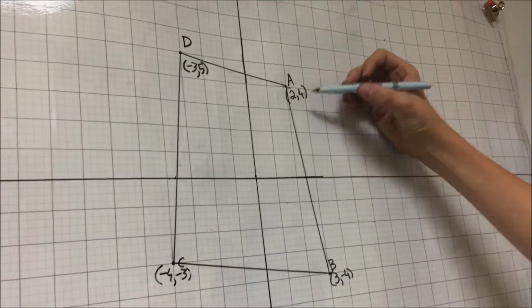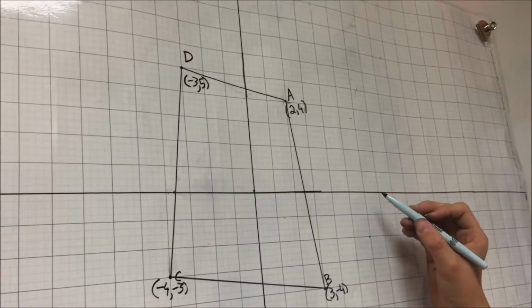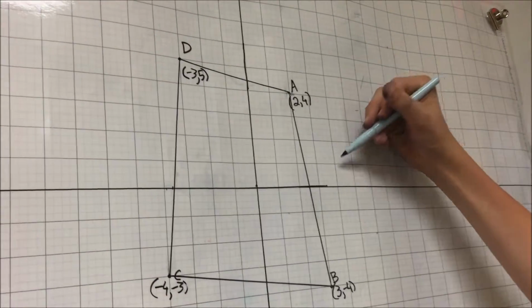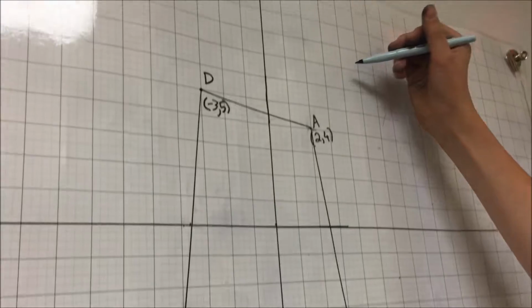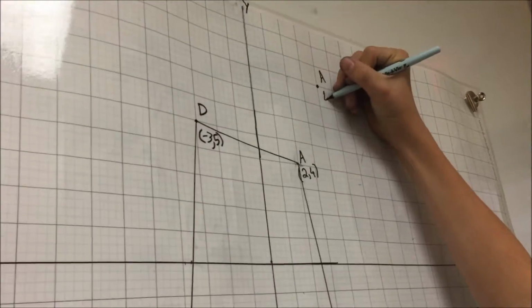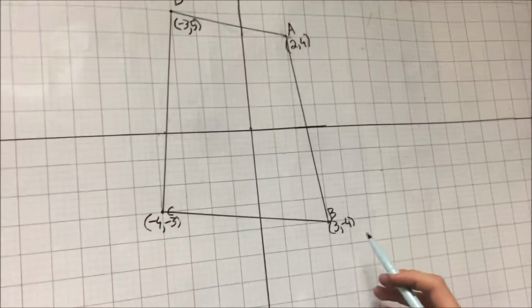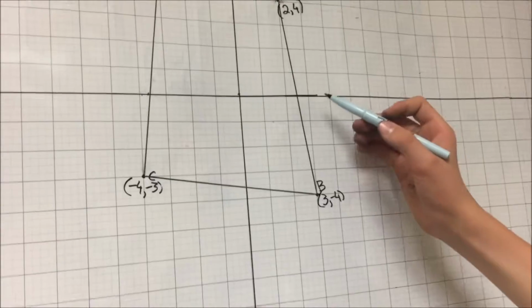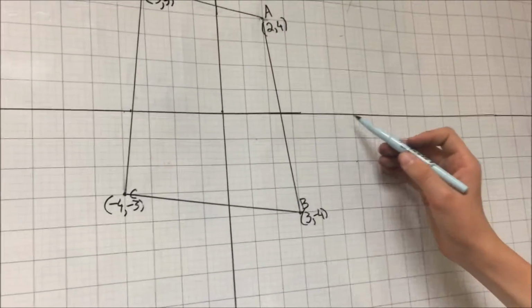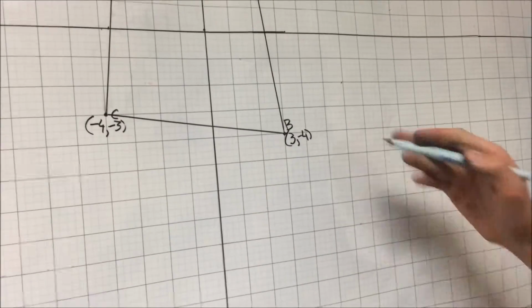So 2, 4, if we multiply that by 2, it's going to be 4, 8. 1, 2, 3, 4, 5. Oh, wait, no, 4. 1, 2, 3, 4, 5, 6, 7, 8. So this is going to be our A prime, and that's going to be at 4, 8. So now we're going to do B. So this is going to be 6, -8. 1, 2, 3, 4, 5, 6. 1, 2, 3, 4, 5, 6, 7, 8.